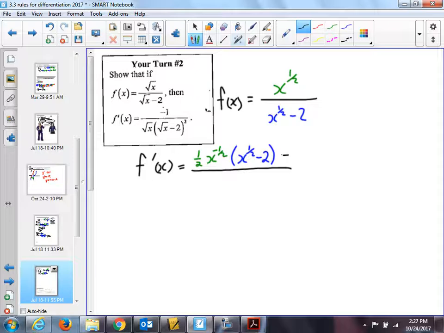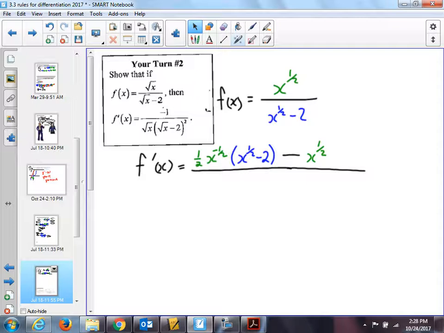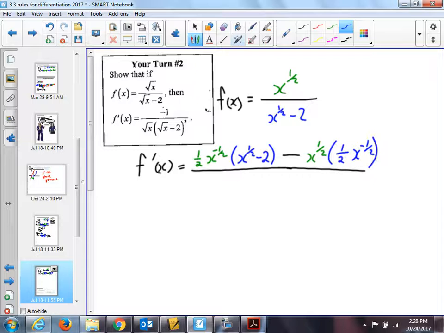Then subtract, because that's built into the formula, the other portion. Top thing left alone. And then the derivative of the bottom happens to be the same thing again: 1/2 x to the negative 1/2. The -2 part zeroes out, right? Because the derivative of -2 is 0. Okay. And if you're steps ahead, I think you got it.